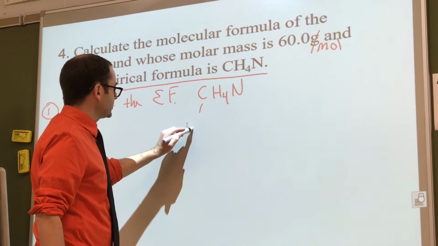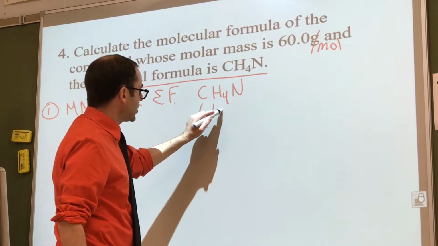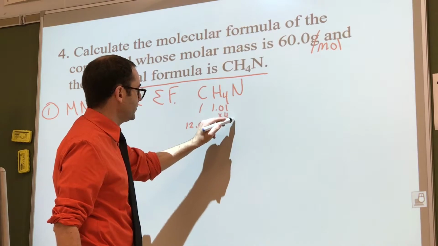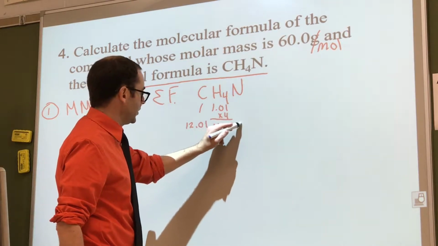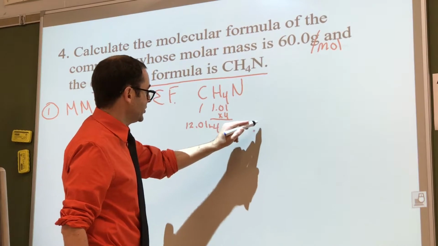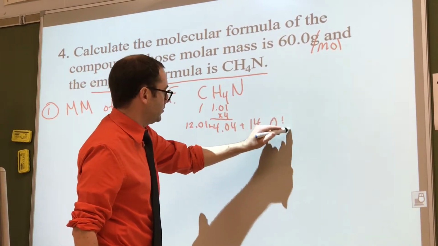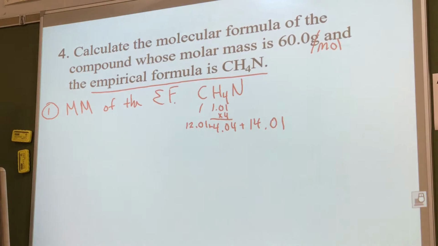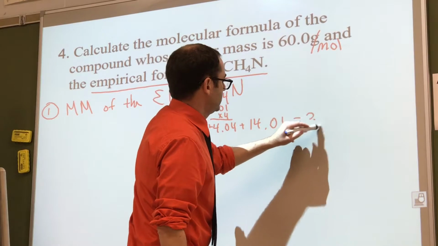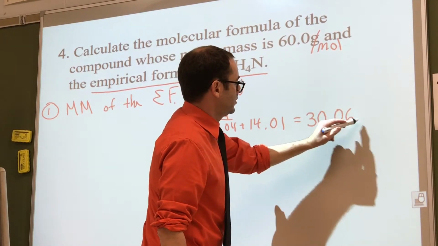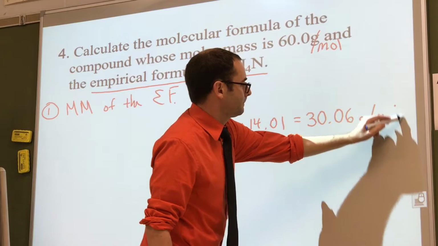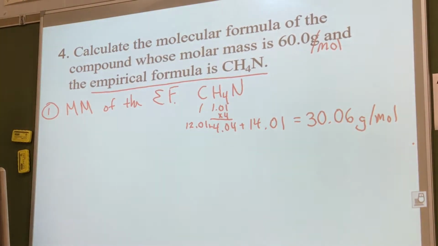So carbon is 12.01. Each hydrogen is 1.01, and there's 4 of them. So it'll be 4.04. And then nitrogen is 14.01. All right? So we add these up and we get our answer, which is 30.06 grams per mole. Okay, so that's step 1, is just figure out the molecular mass of it.